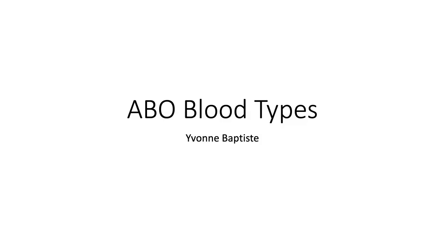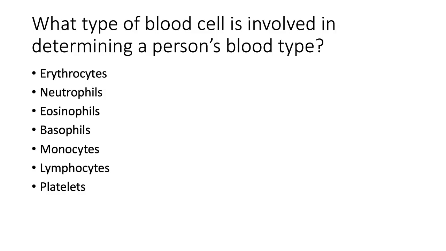Let's talk about ABO blood types. And to do that, let's start with a question. Do you know what type of blood cell is involved in determining a person's blood type? I listed the possibilities as being erythrocytes, the 5 different types of leukocytes, and platelets.